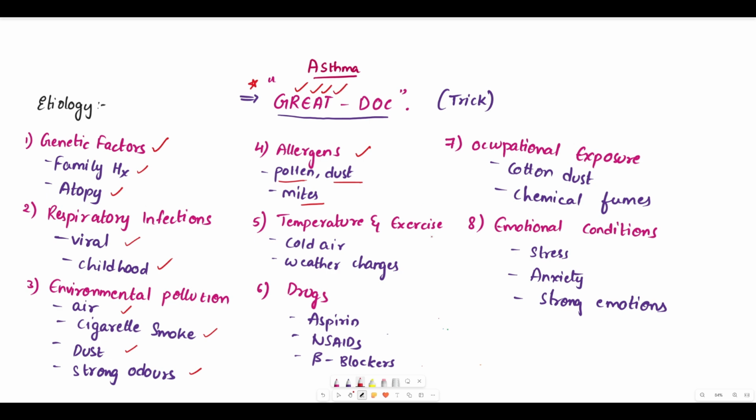Then we have T, which is temperature and exercise. So cold air, weather changes, and heavy exercise can also cause this. And we have D, which means drugs. Drugs like aspirin, NSAIDs, and beta blockers can also lead to asthma. Then we have O, which is occupational exposure. Cotton dust or any kind of chemical fumes can lead to asthma. Then we have C, which is emotional conditions. Stress, anxiety, or any kind of strong emotions can lead to asthma. And that's GREAT DOG, the easiest way to remember the etiology of asthma.